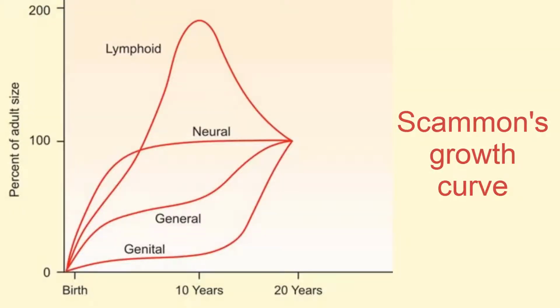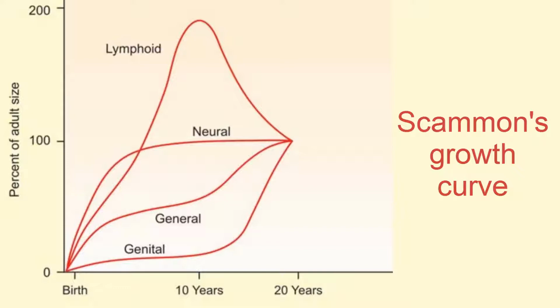The human body is comprised of 4 major tissues. They are neural, somatic, lymphoid, and genital tissue. Not all the tissue systems of the body grow at the same rate. Growth of the neural tissues is complete by 6 or 7 years of age.